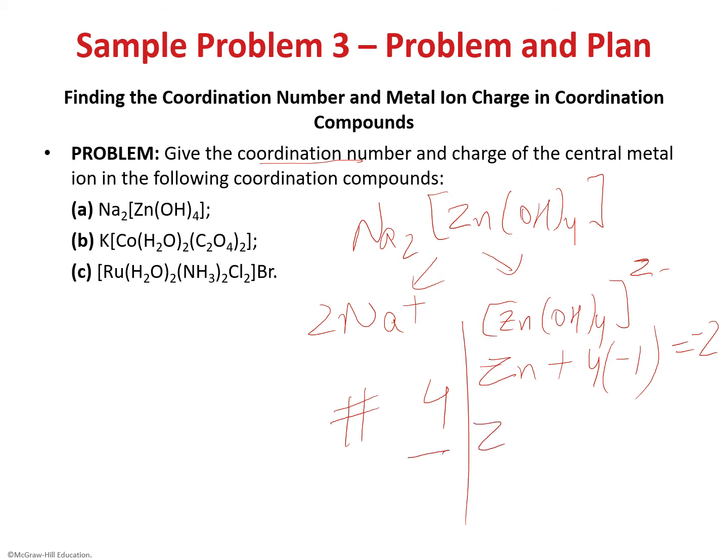So Zn minus 4, because 4 times negative 1 will give us negative 4, is equal to negative 2. So Zn is going to be, I add 4 on both sides, negative 2 plus 4, which means a total charge of plus 2. So in this case, zinc is carrying a charge of plus 2, and the coordination number for zinc here is 4.